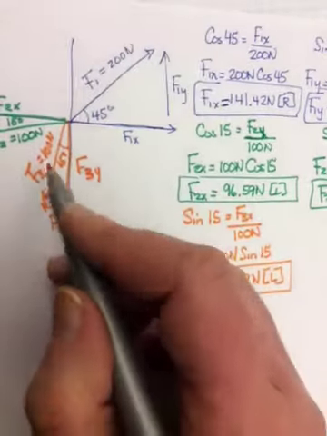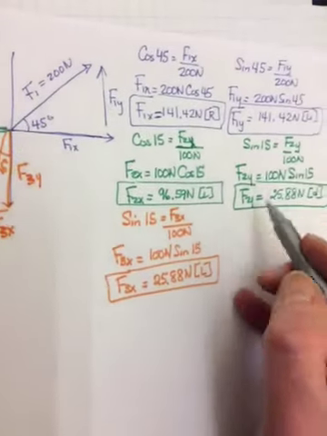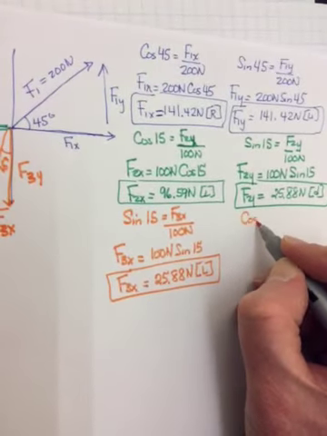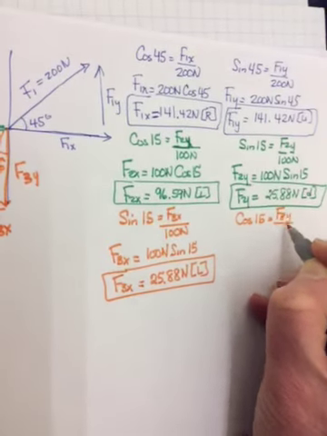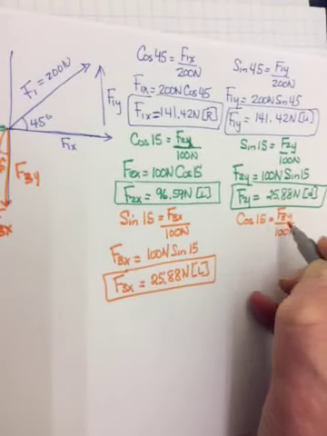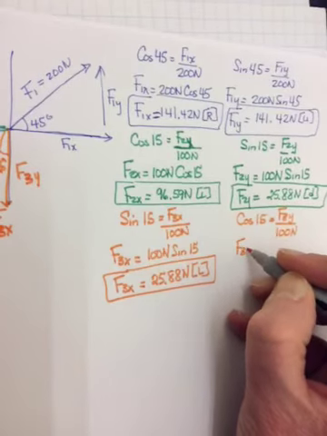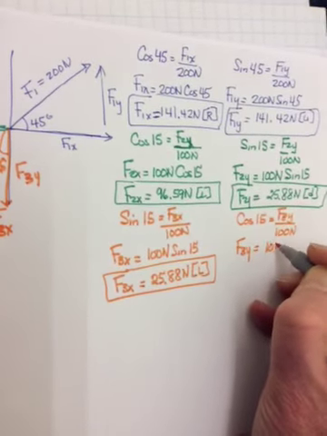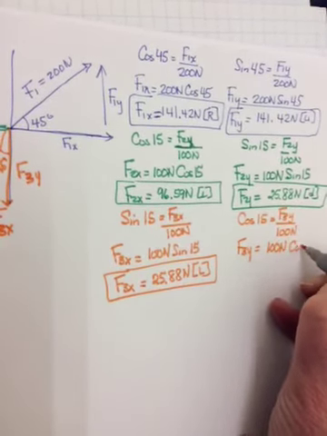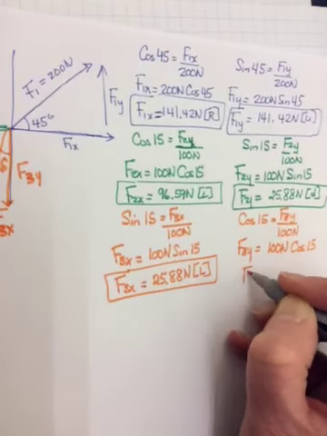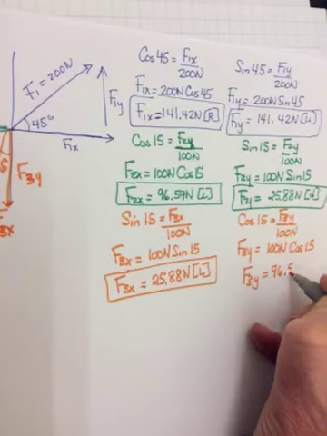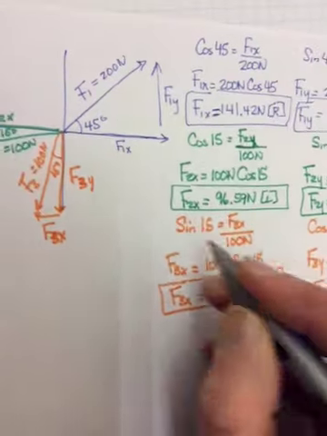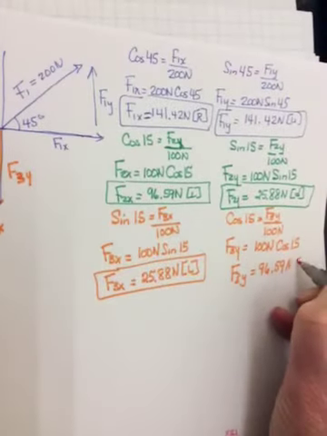Okay, and now the y. The y is the adjacent side, so it needs to be cosine. So cos of 15 is equal to F3y over 100 newtons. So F3y is equal to 100 newtons cos of 15. So F3y is going to equal, when you punch it in, 96.59 newtons. And it is going down.